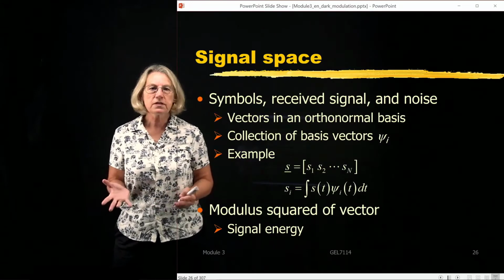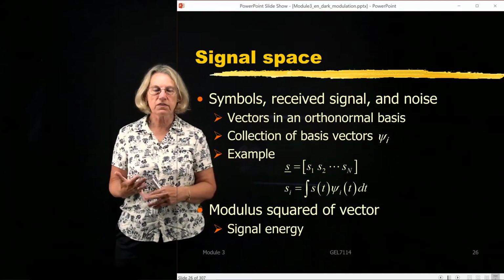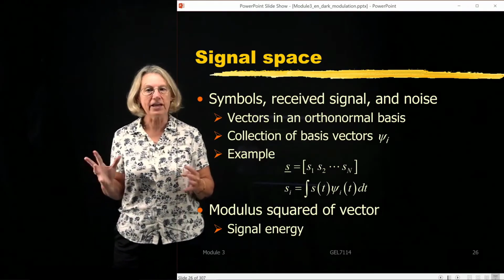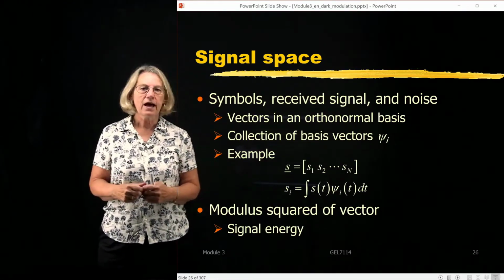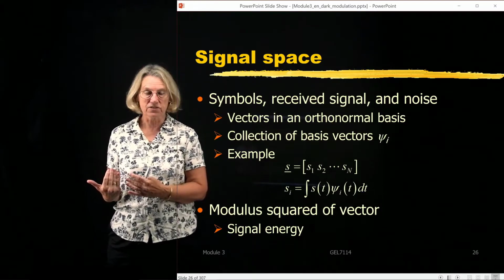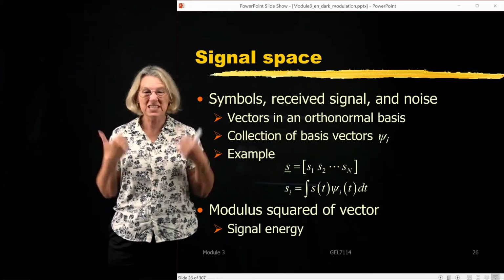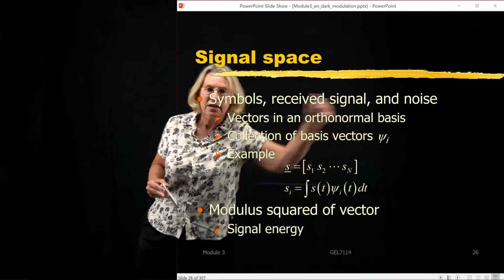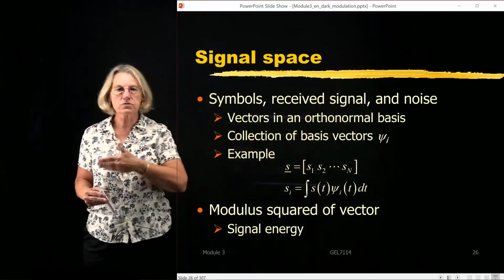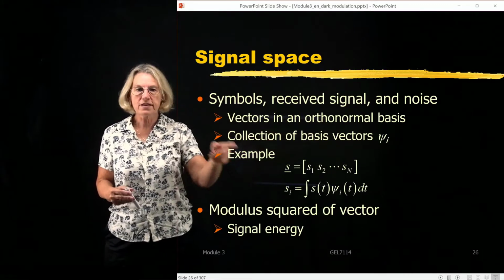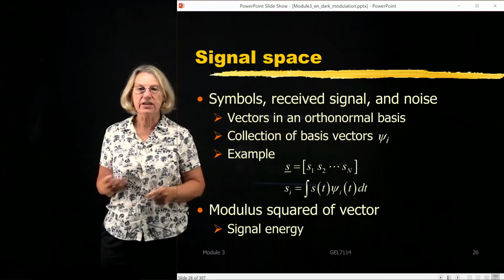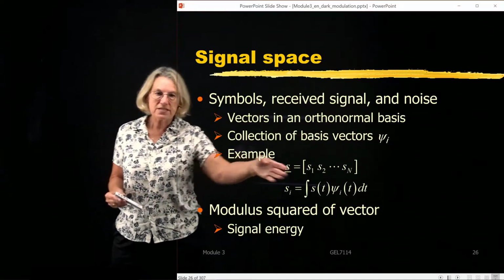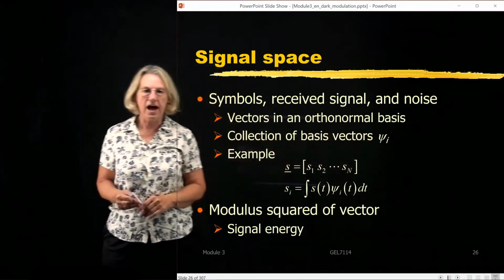So symbols are the discrete collection of values that will be transmitted. They can be represented in signal space, the symbols themselves. And of course, the received signal is the transmitted symbol plus noise. So all of these things, symbols, received signals, noise, they all can be represented as vectors. And again, we choose an orthonormal basis. The collection of basis vectors we call φi.